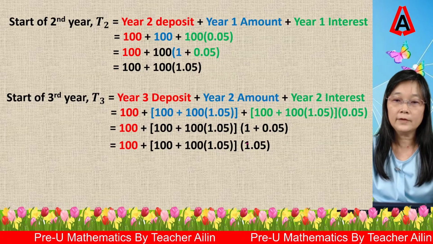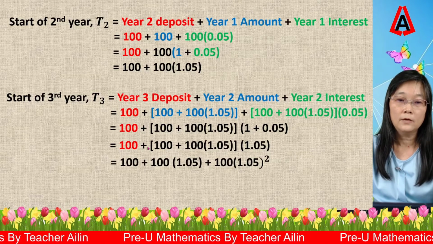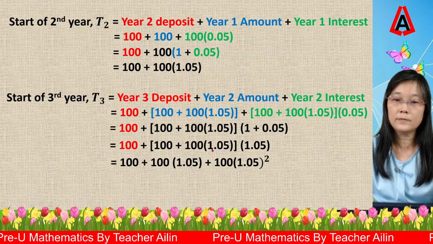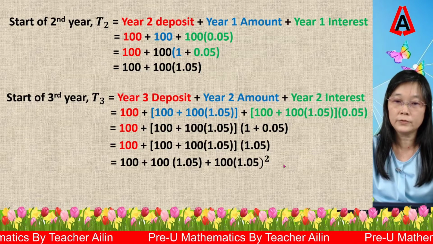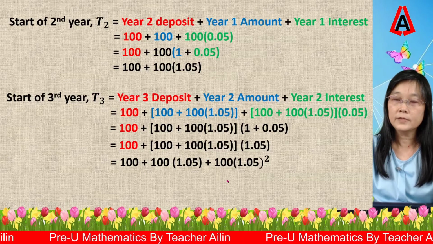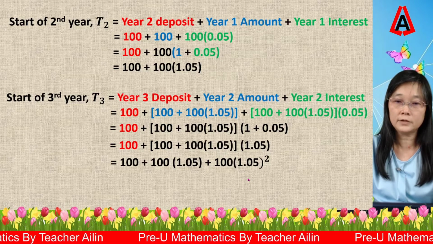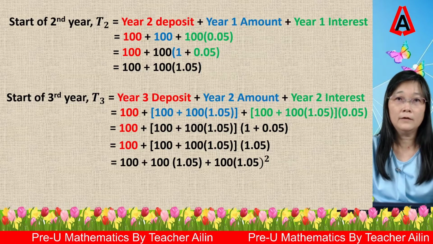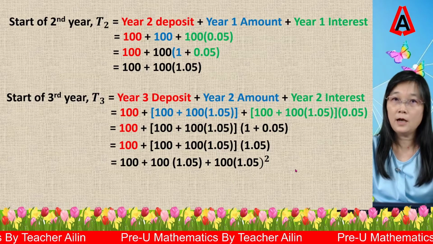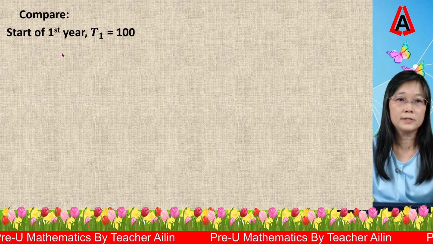So now after factorizing, we expand it back. Now we will get 100 times 1.05, so here 100 times 1.05 power 2. And this total amount of money is the total investment during the third year and will be carried forward to the fourth year. Now, based on the calculation of year 1, year 2, and year 3, we can see how the numbers change. So now we put them together in order to see it clearly.